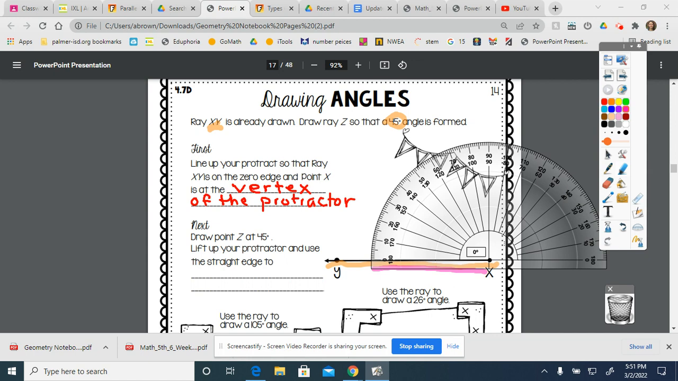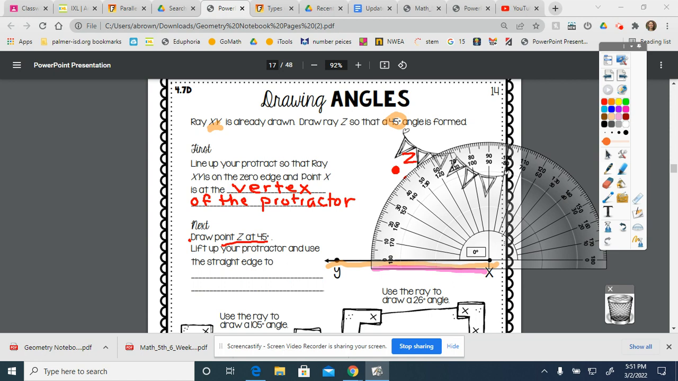Then it says next right here, draw a point Z at 45 degrees. So we're going to go over here. So 0, 10, 20, 30, 45 is right there. So I'm just going to put a point right here, right in line with 45. I'm going to label it Z.